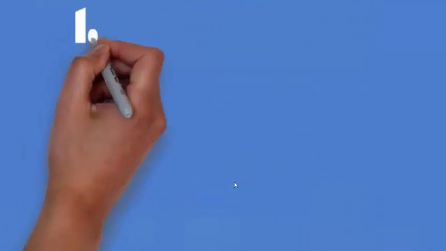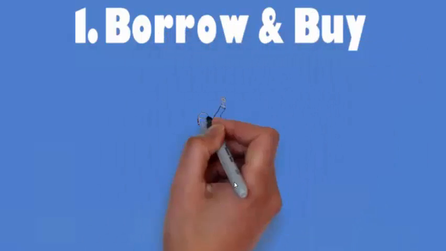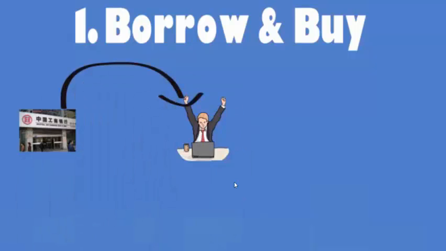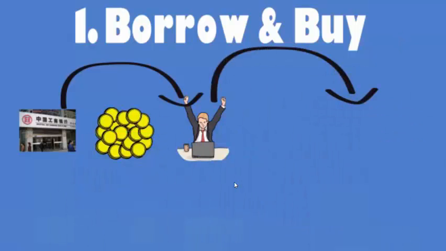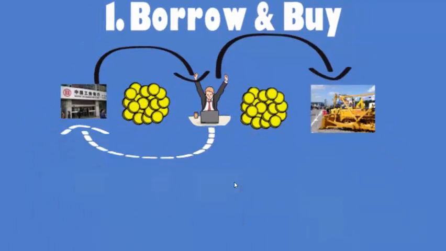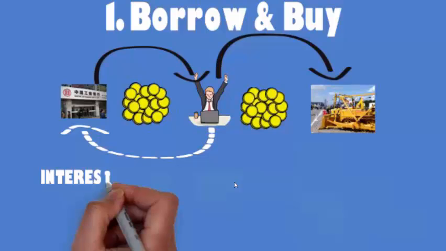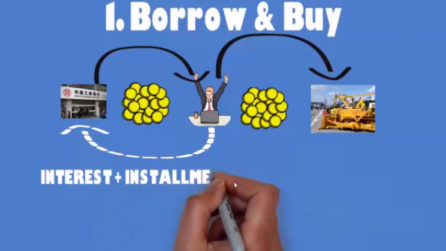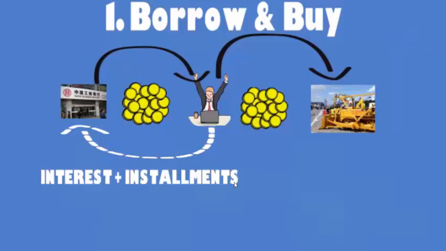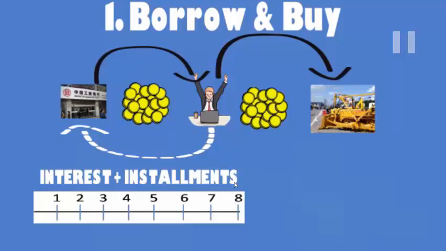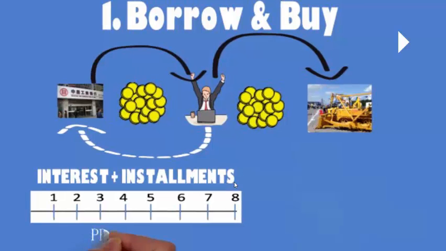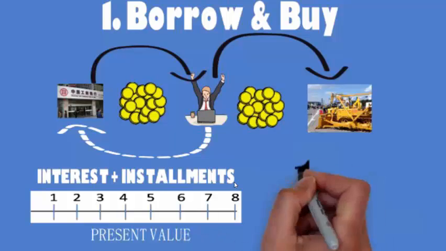So let's first discuss the borrow and buy option. Now the lessee wants to purchase this asset. He will first borrow the money from the bank, and then use the proceeds to purchase this asset. In this case, he will have to pay the interest plus installments to the bank as decided, which may be annually, quarterly or monthly. These will be paid every year as per the life of the asset or his loan tenure. So the first thing he will consider is the present value of this payment.